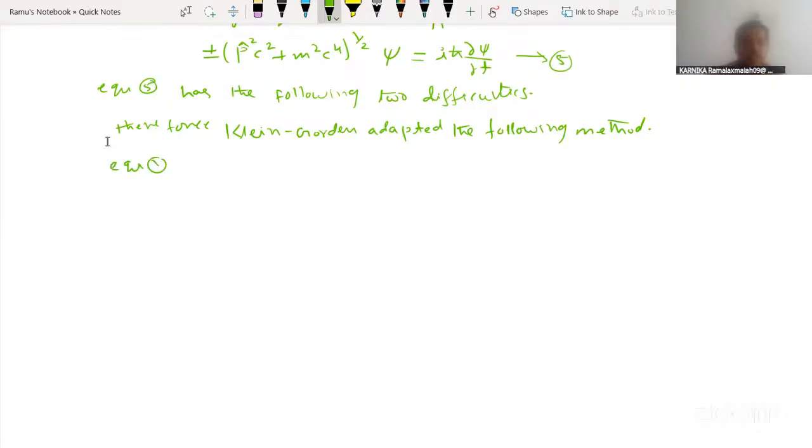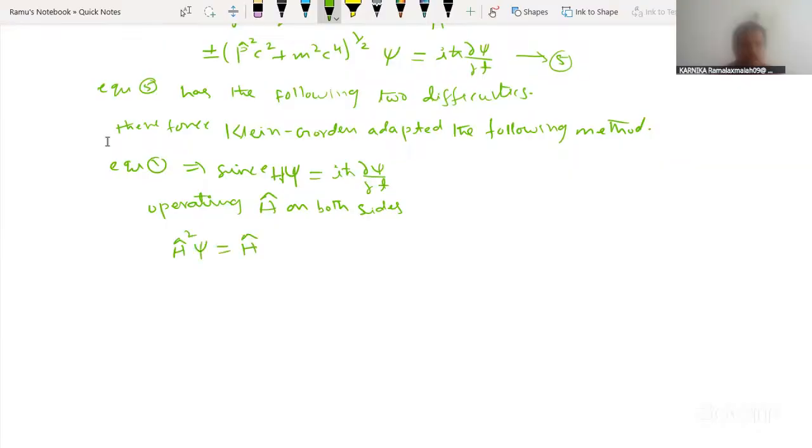Equation 1: H ψ = iħ ∂ψ/∂t. Operating with H on both sides, H²ψ = H iħ ∂ψ/∂t.